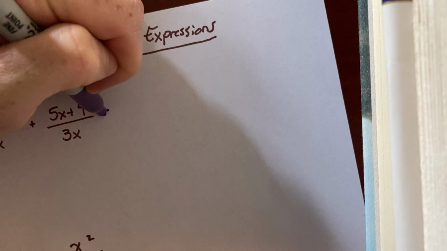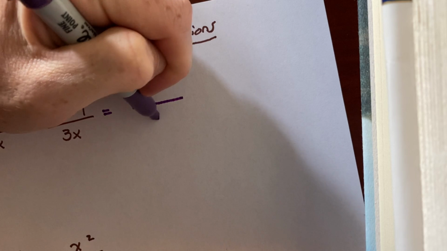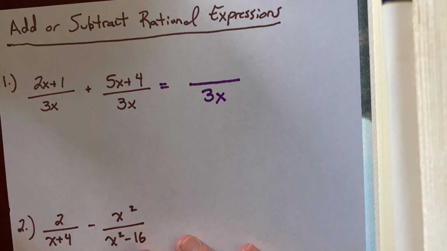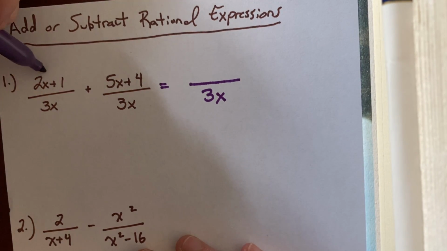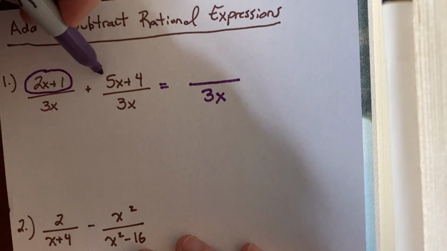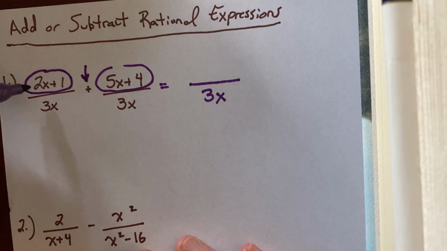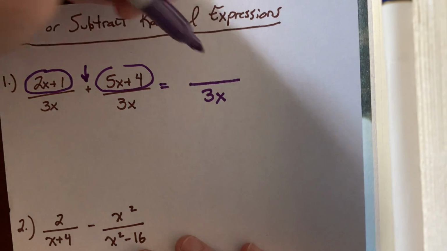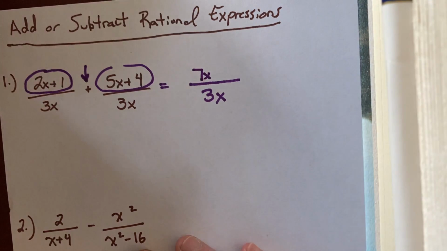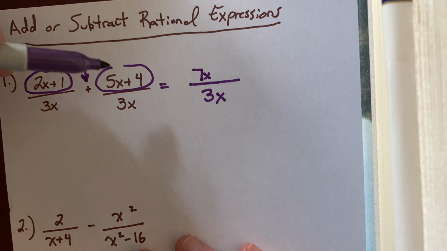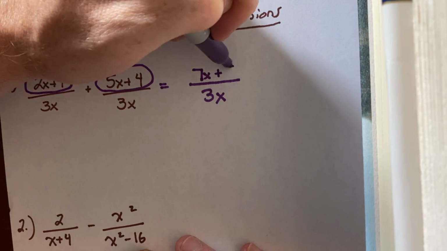All right, so for this final answer, I know my denominator is going to be 3x, because that's the common one. And then I'm just looking at my numerators here, and I'm going to combine my like terms because I have an addition sign. So I'm going to combine my x's: 2x plus 5x is 7x. And then I'm going to combine my two constants: 1 plus 4 is 5.